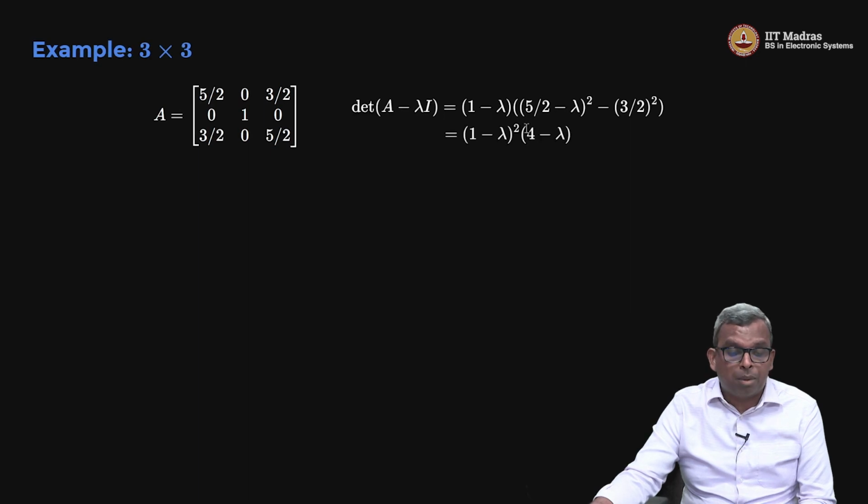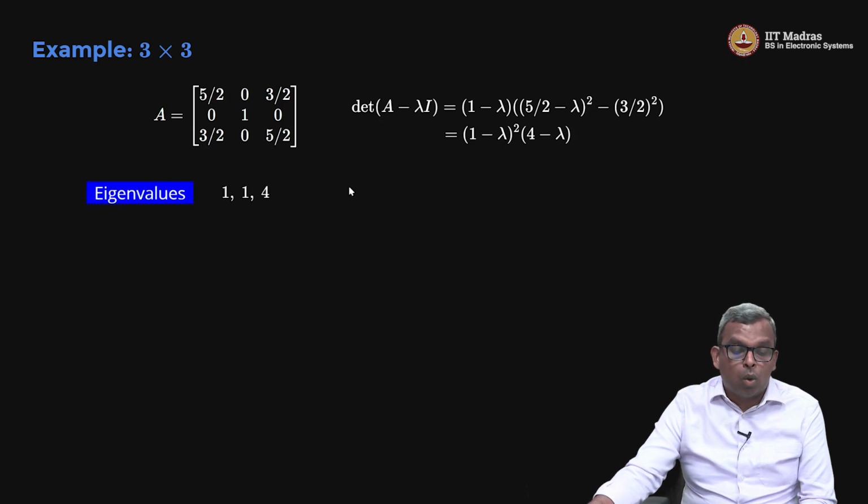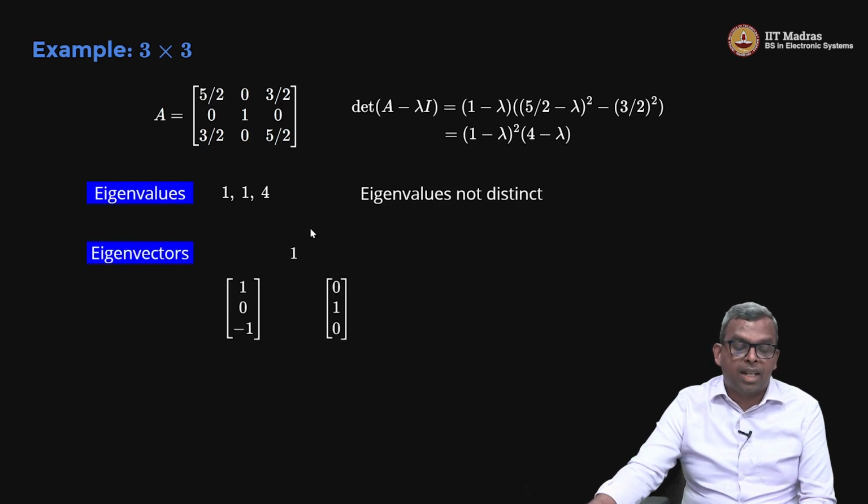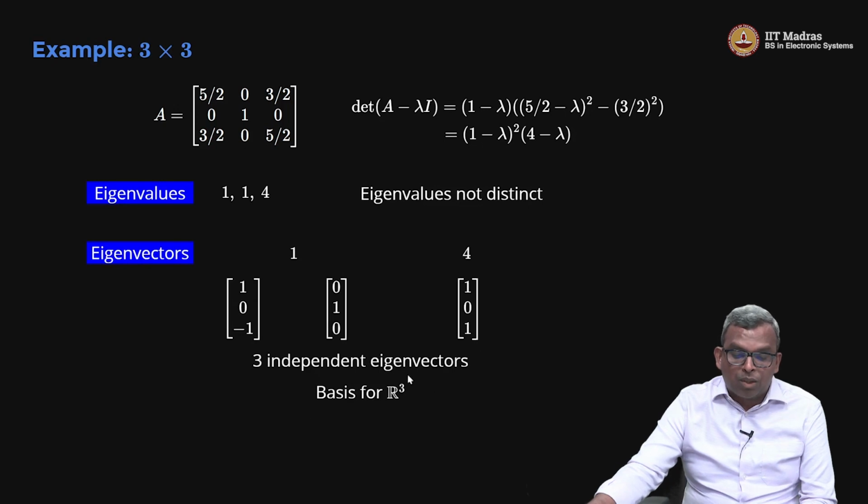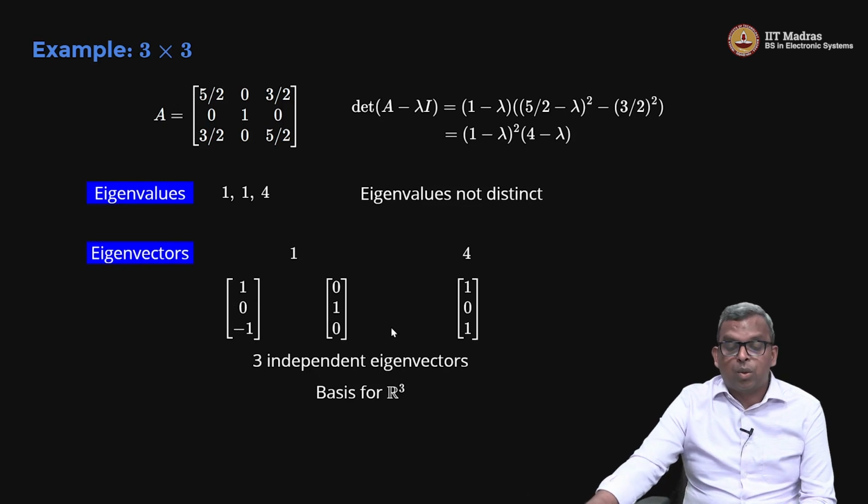Here is another example where you get repeated eigenvalues. This is again not triangular, but you get repeated eigenvalues 1, 1, 4. So you can't conclude diagonalizability, you have to actually find the nullities and all that. For eigenvalue 1, you actually have 2 linearly independent eigenvectors. For 4, you have only 1. Of course, you have only 1. So you have 3 independent eigenvectors, so you have a basis. From here, you conclude it's diagonalizable.